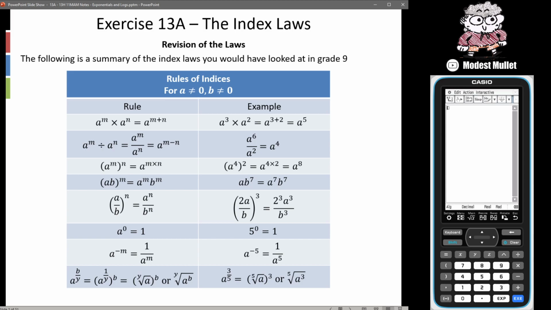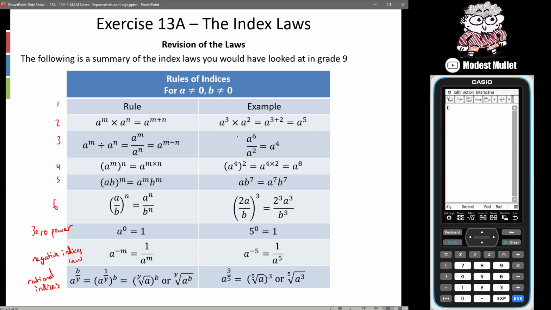So here are the 6 index laws, the zero power law and the negative indices law, and also the rational indices law. So these are called 1, 2, 3, 4, 5, 6, the 1 through 6 index laws. This is called the zero power law. This is called the negative indices law, and then this is the rational indices. Down the left is the actual rule, and then on the right is some examples of them.